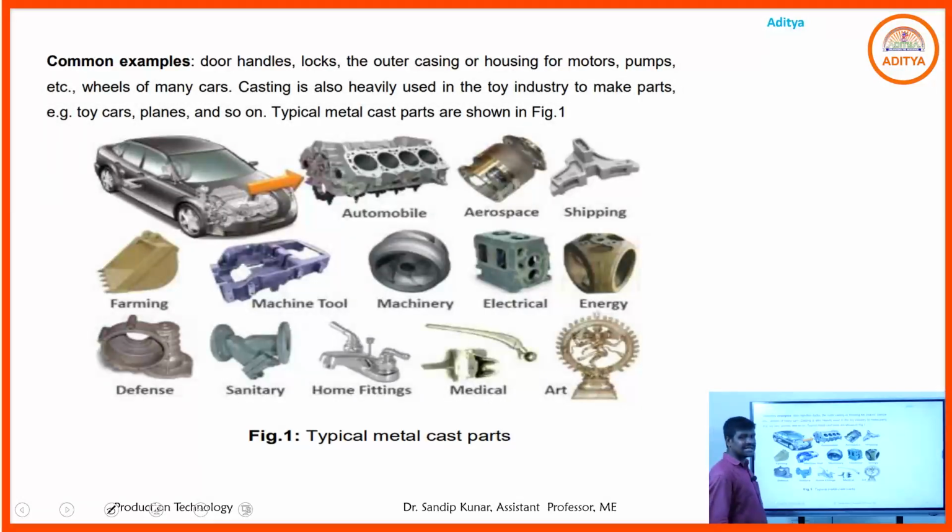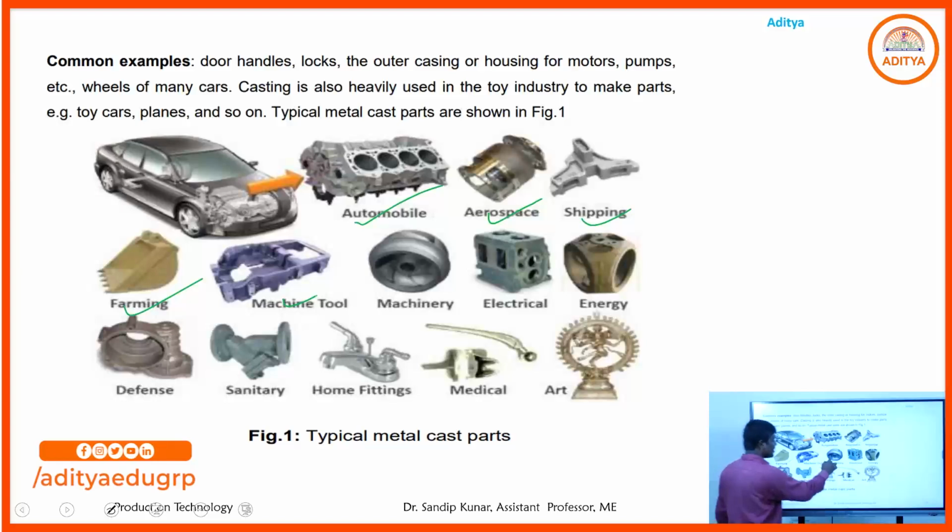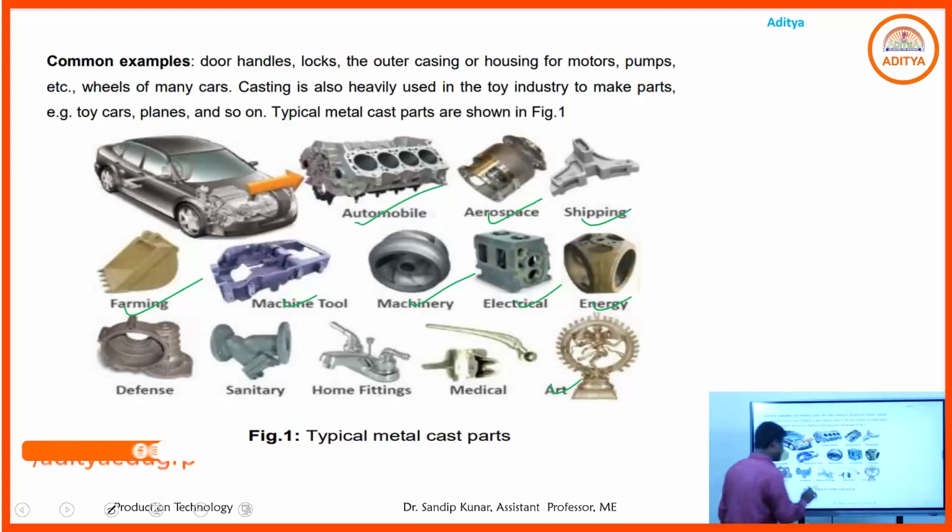And applications: what are the applications of casting products? It is used for automobile parts, aerospace parts, shipping parts, farming parts, machine tools, machinery parts, electrical parts, energy parts, art parts, medical parts, home fittings, sanitary ware, and defense. For preparation of these different parts, that process is used. That is the typical metal cast we have prepared using that process.